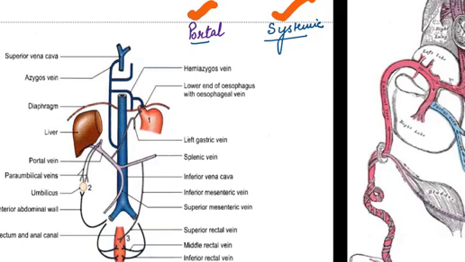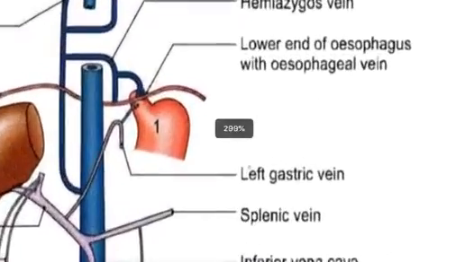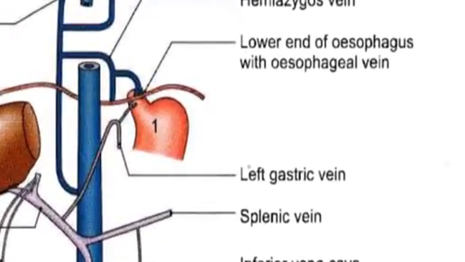Now first we have discussed that the first site is the lower end of the esophagus. This diagram over here is given in BD Chaurasia, second volume. The lower end of the esophagus over here, the esophagus continues as the stomach, we all know.